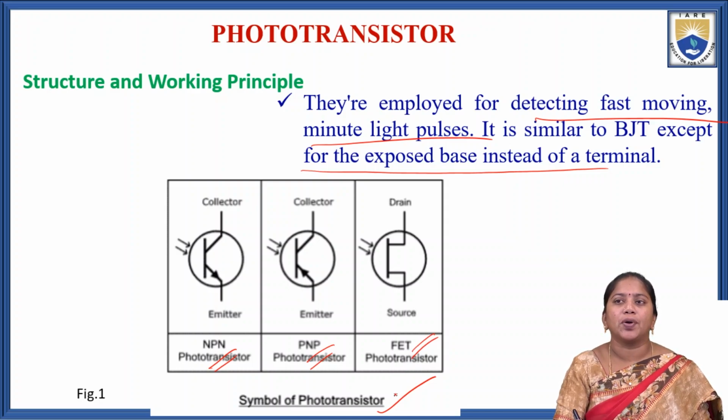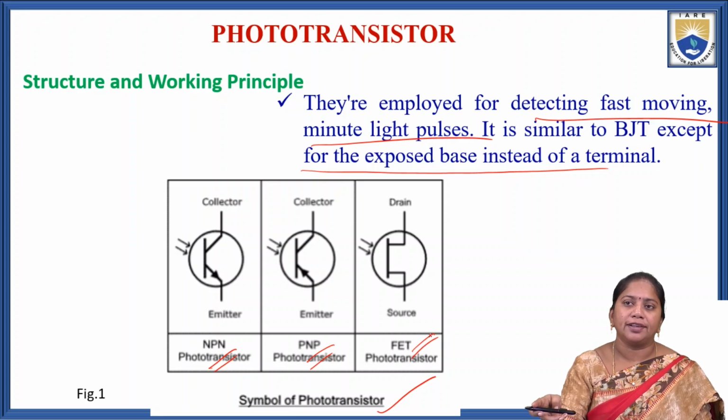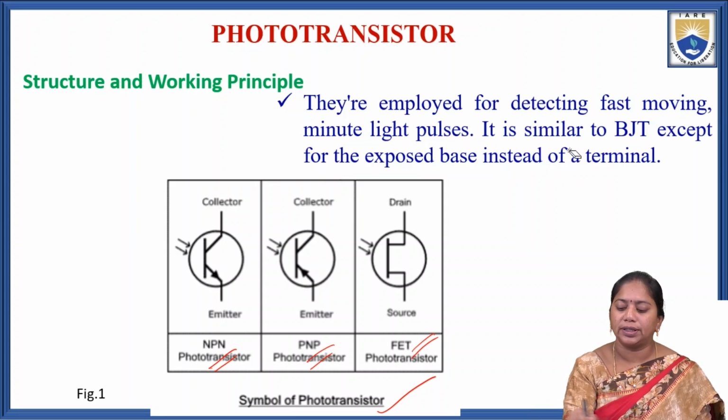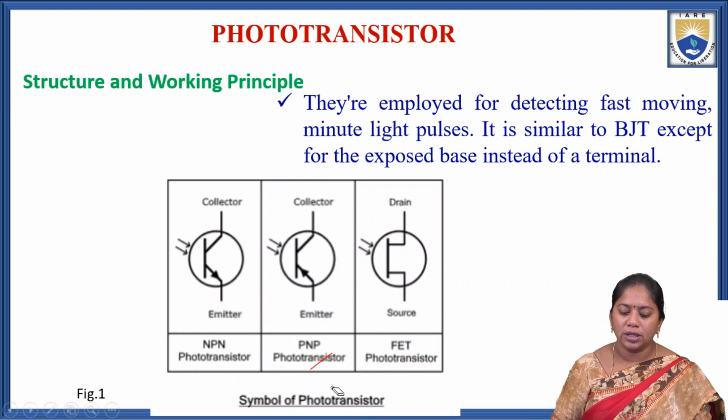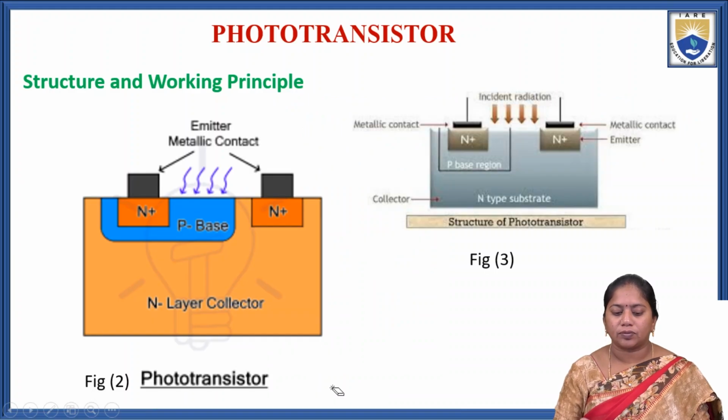They are employed for detecting fast moving minute light pulses, which is similar to a BJT except for the exposed base instead of the base terminal. Here we are exposing the base to the light. These are the symbols for the phototransistors.